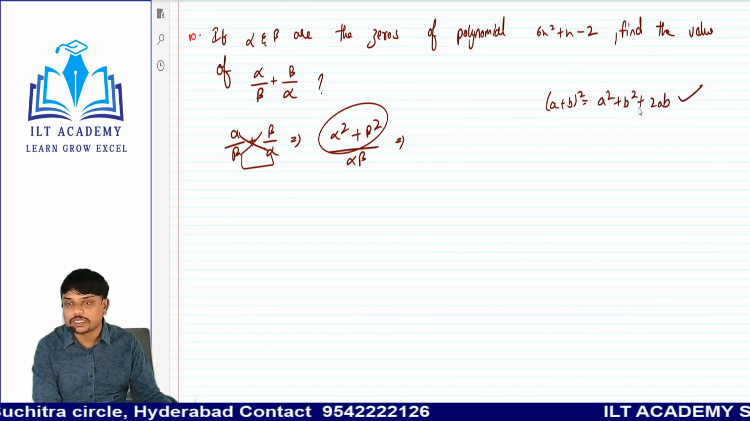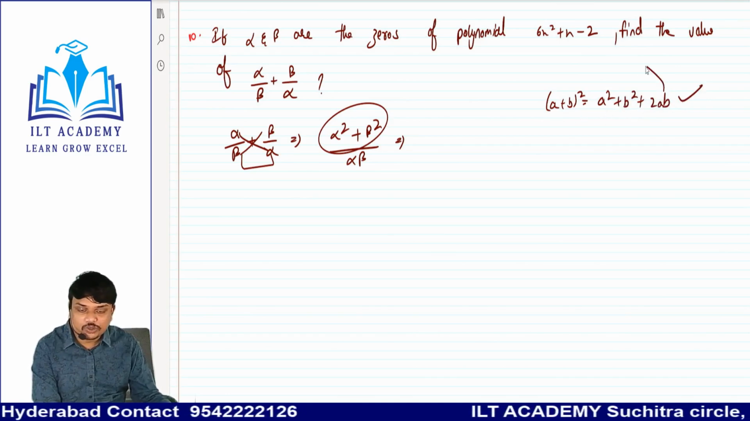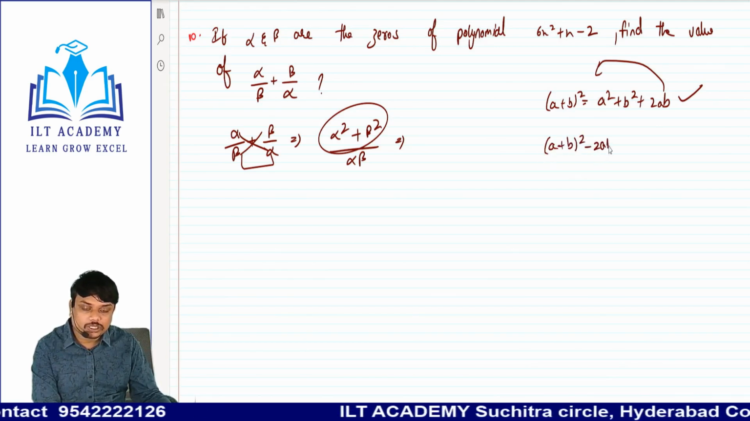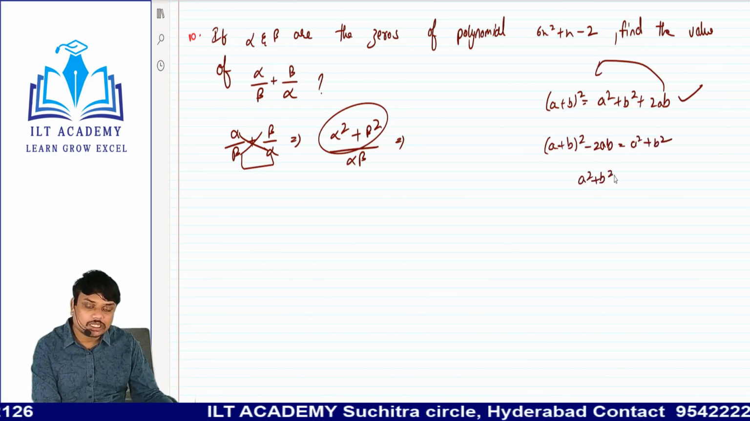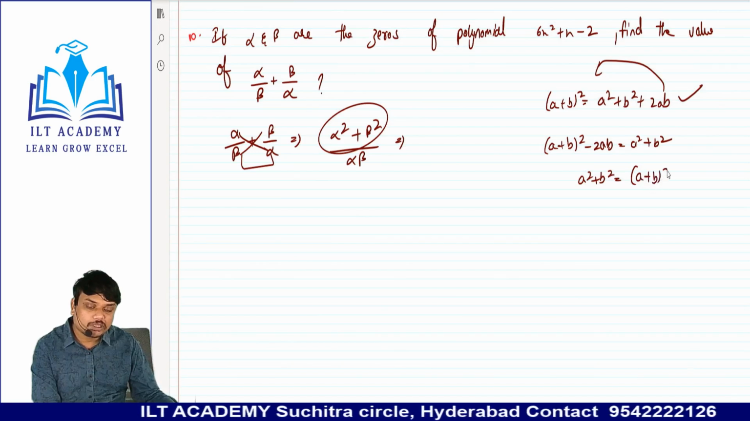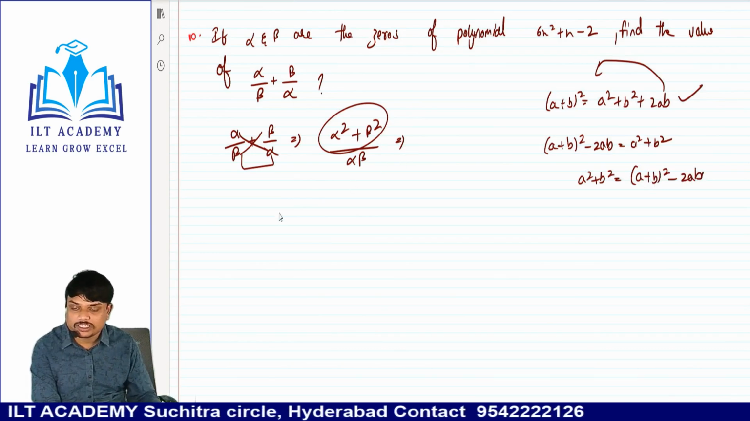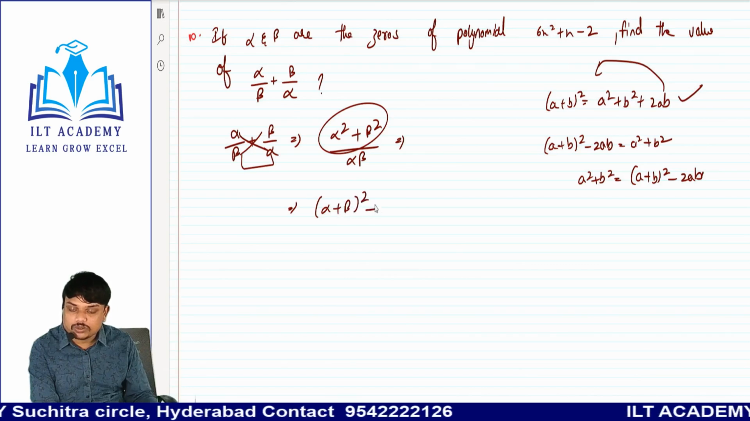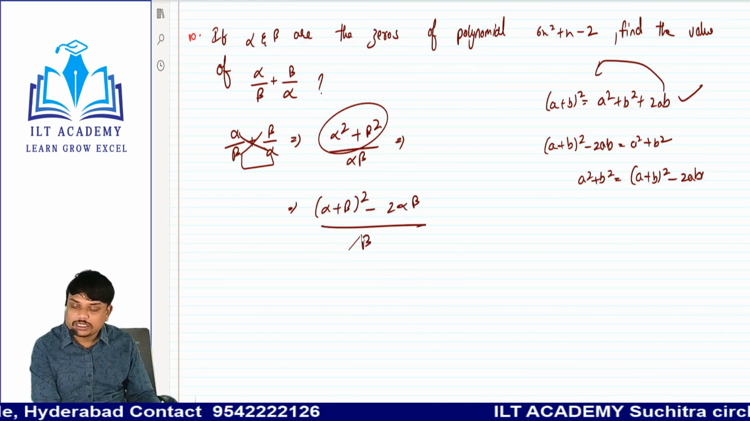Sir, we know this since childhood. No problem. You know this identity, but if we take this 2ab to the other side, it becomes a plus b whole square minus 2ab is equal to a square plus b square. So a square plus b square can be written as a plus b whole square minus 2ab. Any doubts, guys? Now alpha square plus beta square can be written as alpha plus beta whole square minus 2 alpha beta, divided by alpha beta.